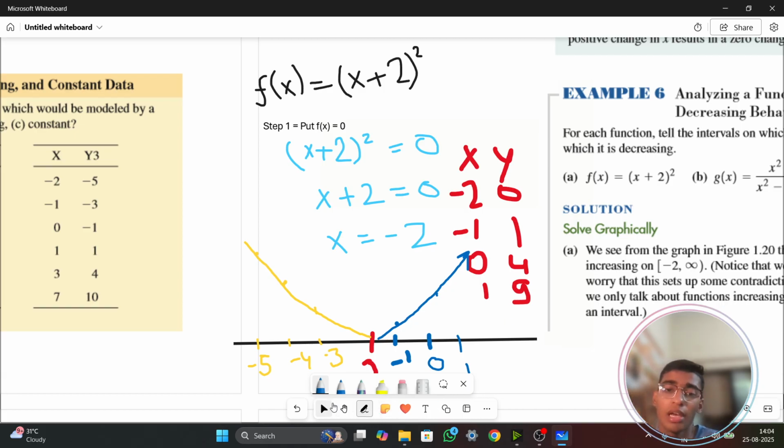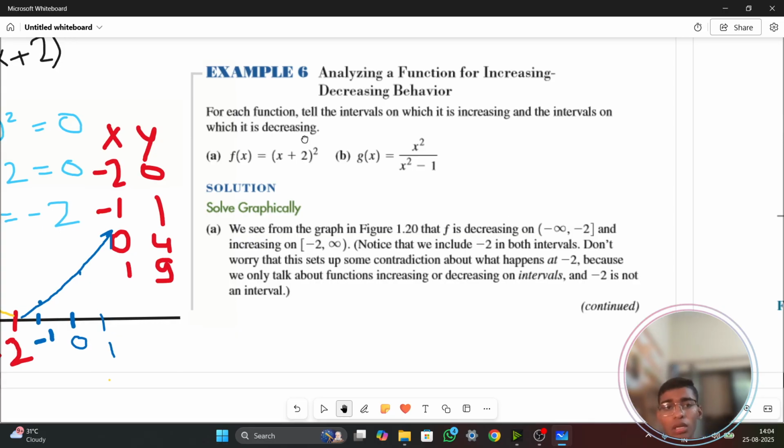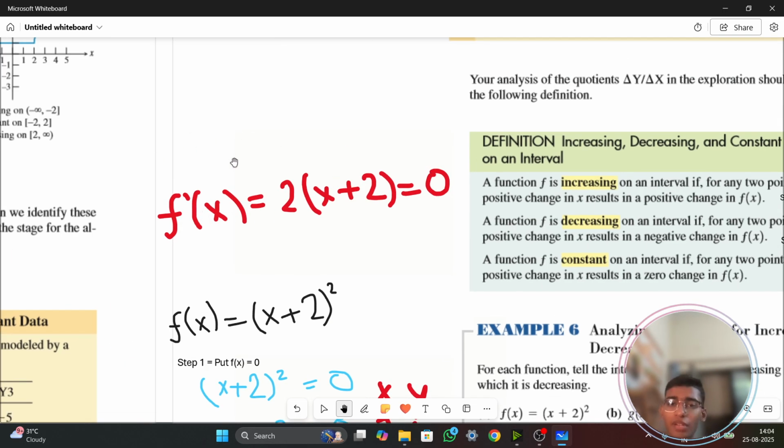So this is how you will calculate the behavior of the graph. And for that, you need to first find the slope, that is f dash x.